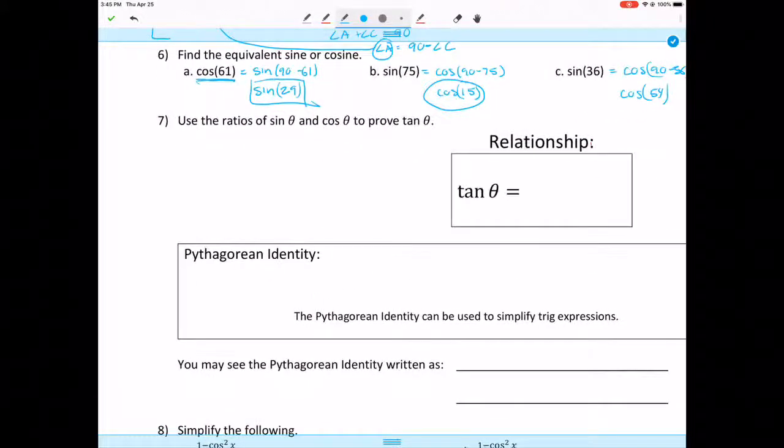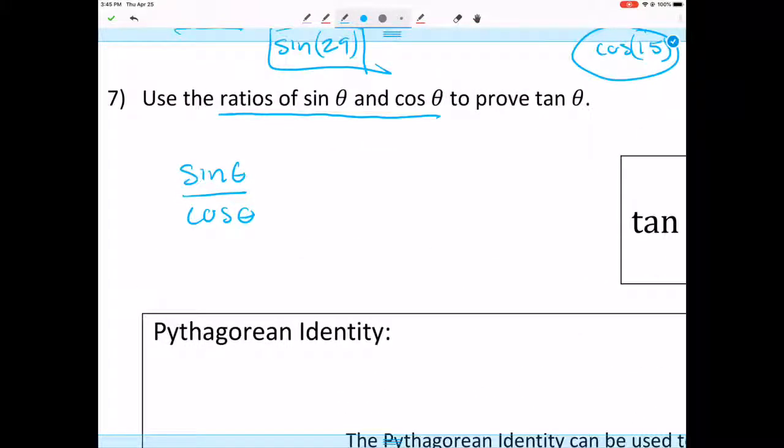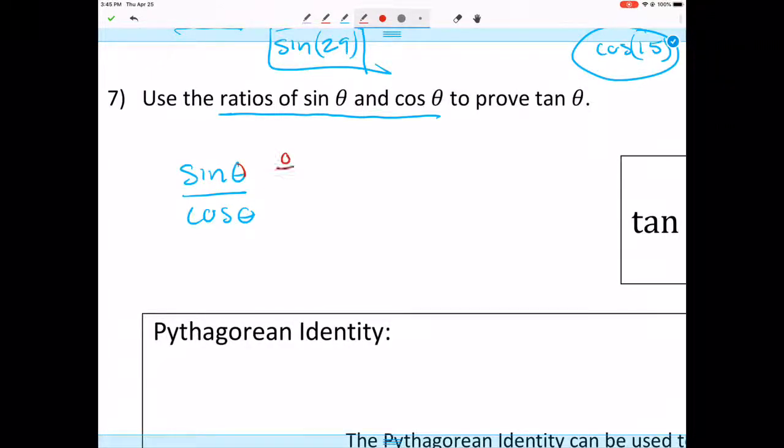Next, there's some sort of relationship between the ratio of sine of theta and cosine of theta. So if we make that ratio, sine of theta over cosine theta, okay, and we want to prove that that is equal to the tangent of theta. All right, so how we can do this is we can realize that sine is opposite over hypotenuse. Okay, and then we're going to divide that by cosine of theta, which is adjacent over hypotenuse.